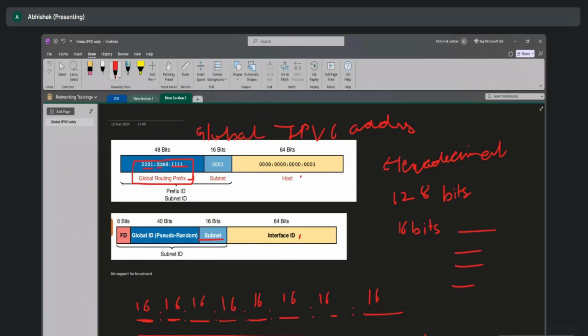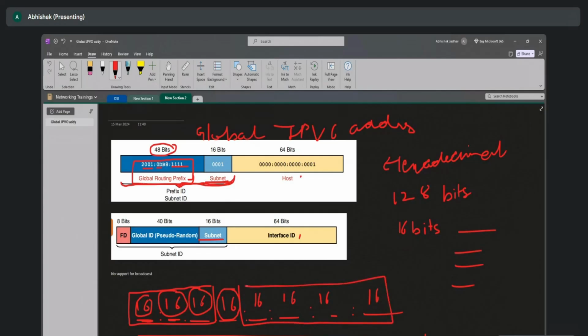So the major important portion of a global IPv6 address is this: to which particular subnet it belongs and to which particular global routing prefix it belongs. It is occupying 48 bits. So that means 1, 2, and 3. These three portions are the global routing prefix, right? This 16-bit is the subnet and the remaining is the interface ID or the host ID.